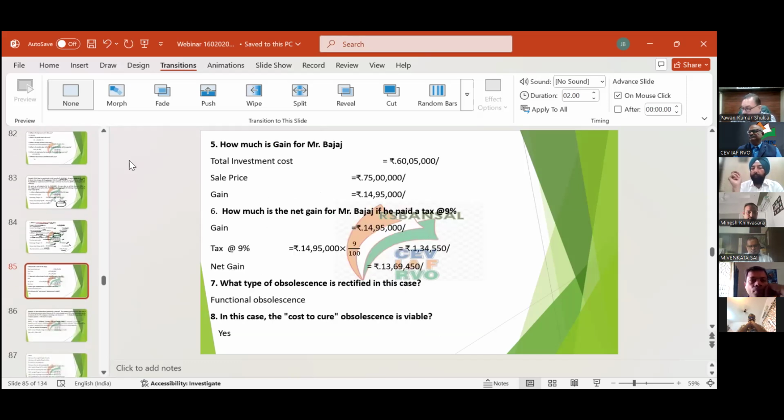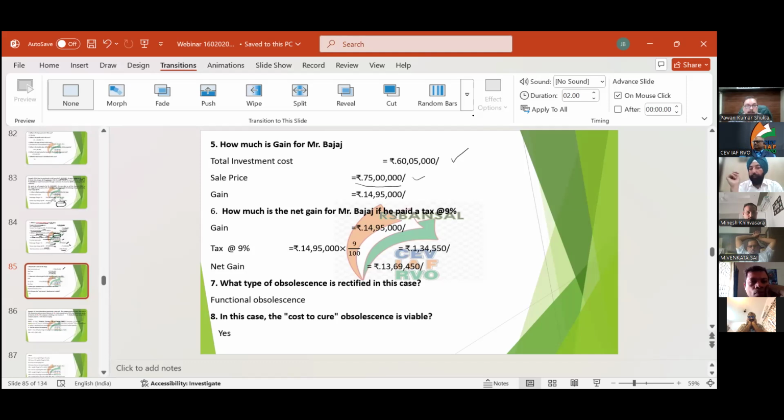How much is the gain? Mr. Bajaj has an accumulated sum of 60 lakh 5,000 which he has spent over the property. He has sold this property for 75 lakh. So 14 lakh 95,000 is the gain he has.